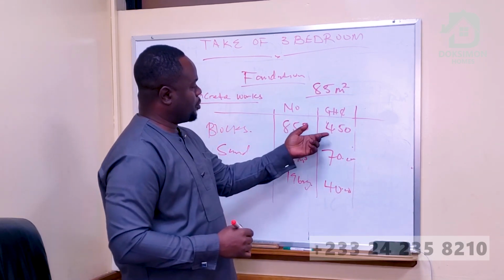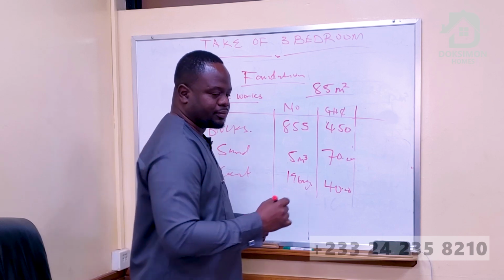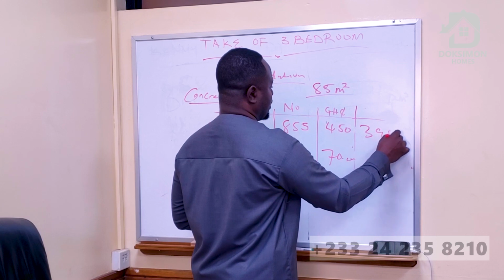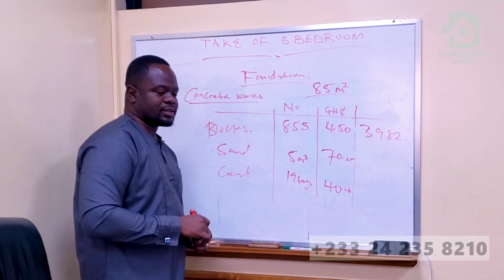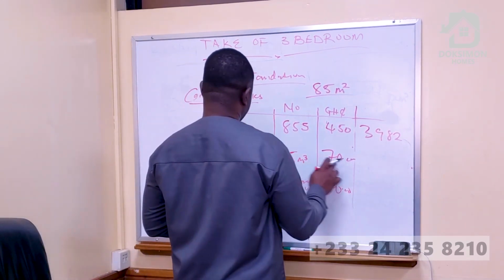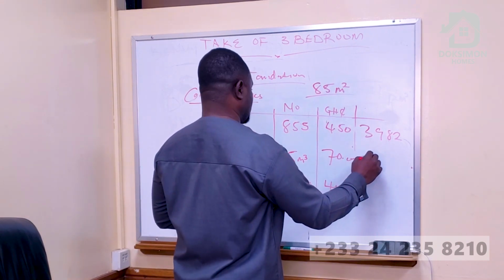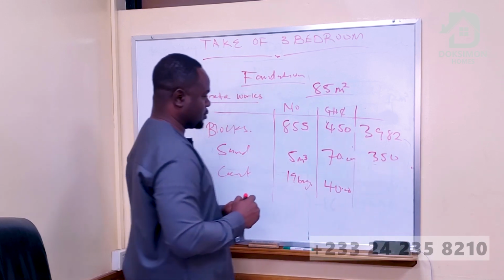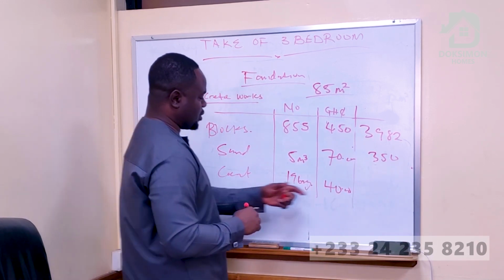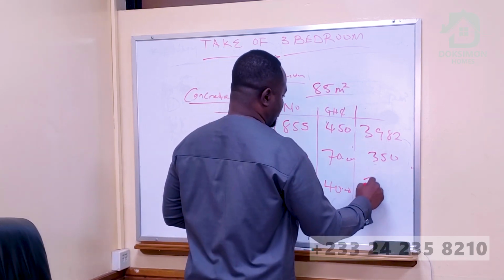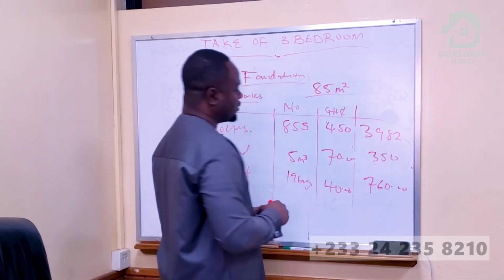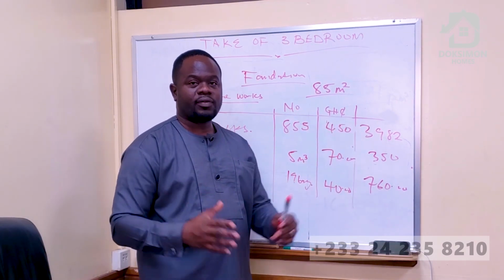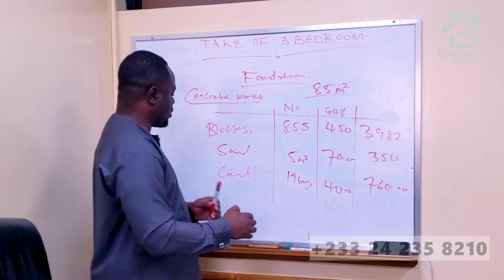Okay, now if you're able to multiply this yourself, we're looking at getting 3,982 Ghana cedi, and our sand is also going to be just 350 Ghana cedis. Our cement will give us almost 760 Ghana cedis. So I expect that you calculate this and write it down somewhere for your block works.